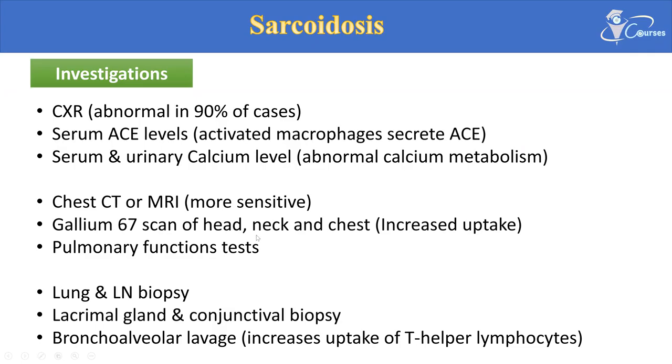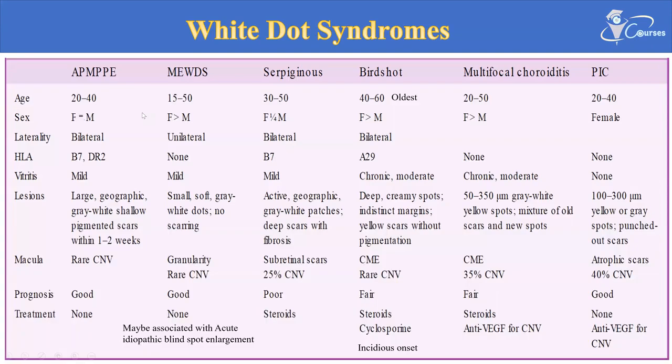Let's now move to another entity which is related to the uveitis. It is called the white dot syndrome. White dot syndromes are a group of inflammatory diseases which are characterized by multiple dots present in the fundus. These diseases are called the APMPPE, or the acute posterior multifocal placoid pigment epitheliopathy, multiple evanescent white dot syndrome, serpiginous choroidopathy, birdshot choroidopathy, multifocal choroiditis, and punctate inner choroidopathy.